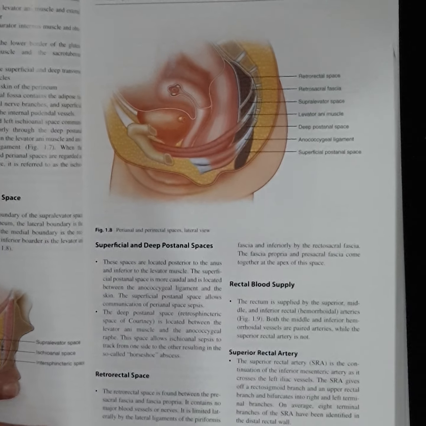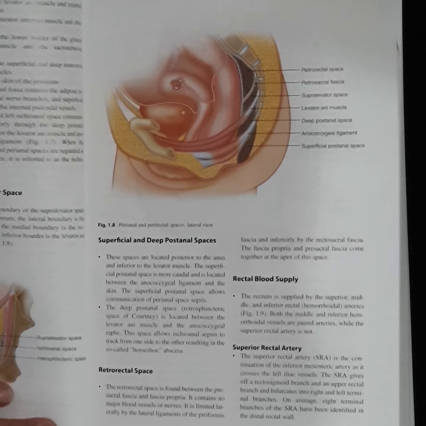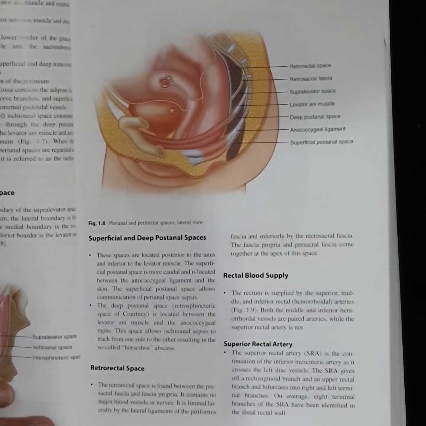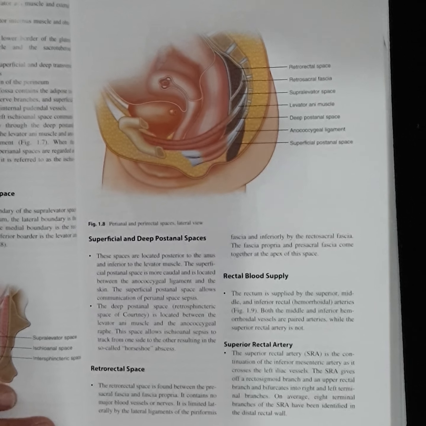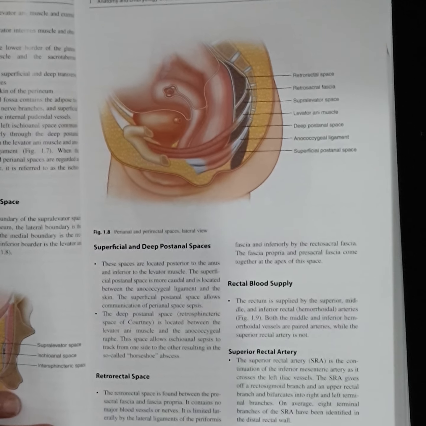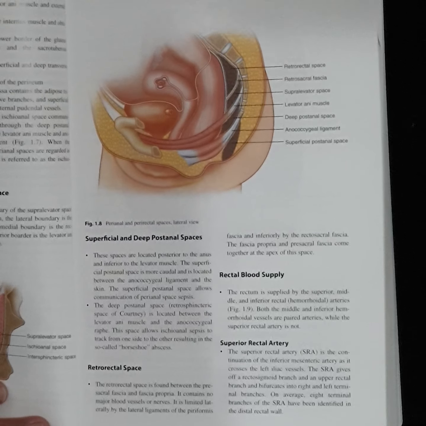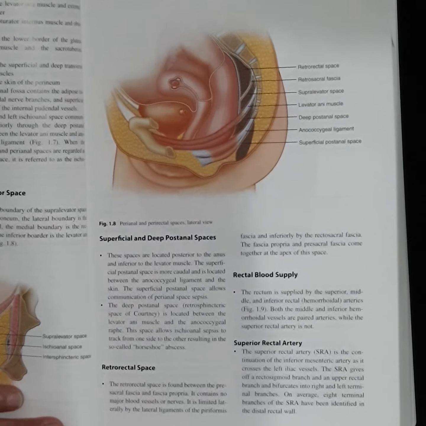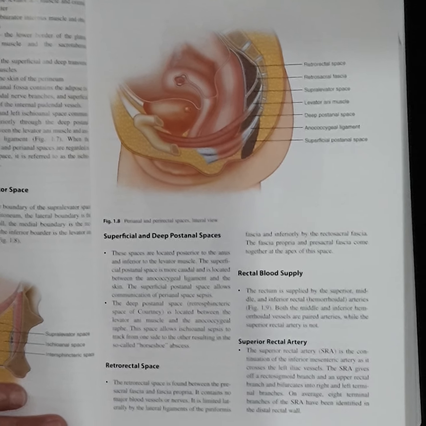So basically the rectum is supplied by the superior rectal artery, which is a continuation of the inferior mesenteric artery, and reinforced in the lower part by the middle rectal artery and inferior rectal artery, which come from the internal iliac artery. Venous drainage of the rectum is similar.